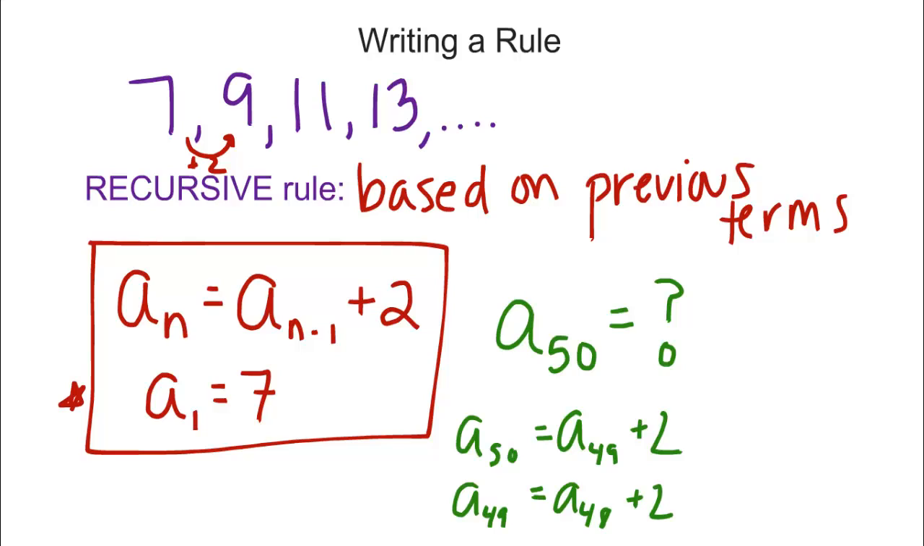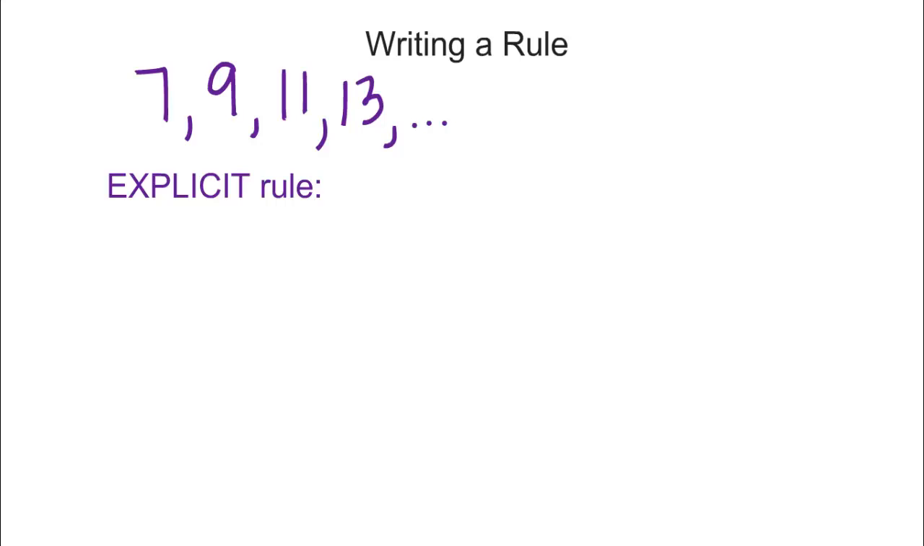Let's talk about another way to write a rule for a sequence. Our second way of writing a rule is known as an explicit rule. In this type of rule, we don't need to know necessarily the previous term. It's not based on the previous term. It's based on the term number.